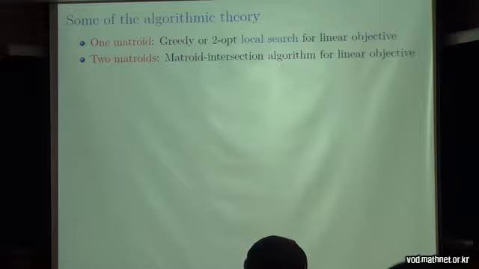It doesn't work for finding a maximum weight common independent set of two matroids in general because of that. So it's a more complicated algorithm. It's a very basic algorithm, but it's a much more complicated algorithm.